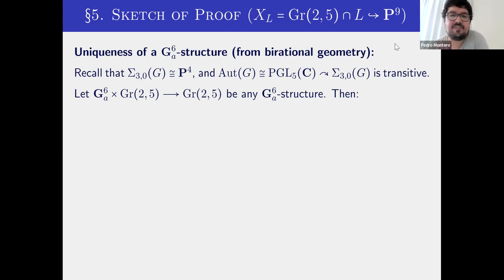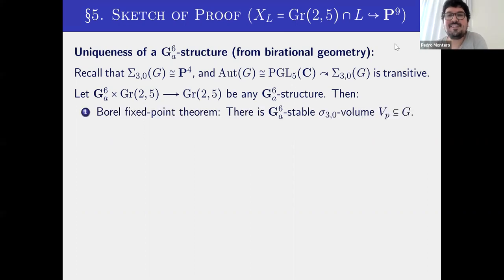You pick any structure you want. There is this one. And the thing is that this variety that parametrizes these volumes is complete. It's P4, actually. So you can invoke this very nice, very important result, the Borel fixed point theorem, that tells you that there is a fixed point in this Hilbert scheme. Therefore, you can pick this point and do everything compatible with the structure.